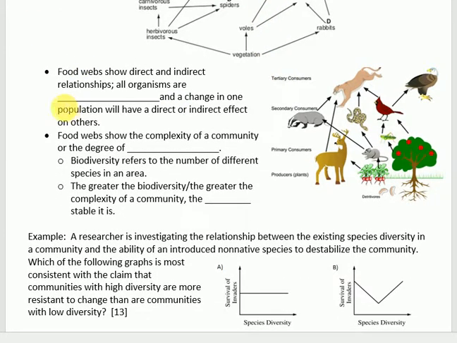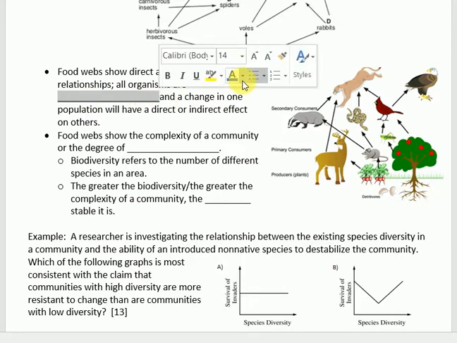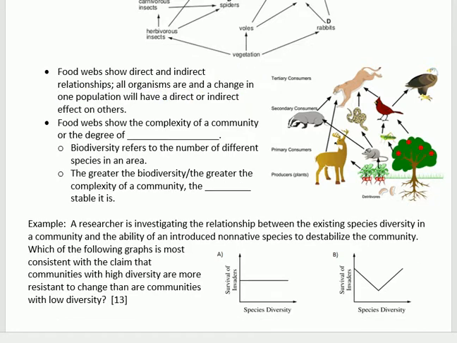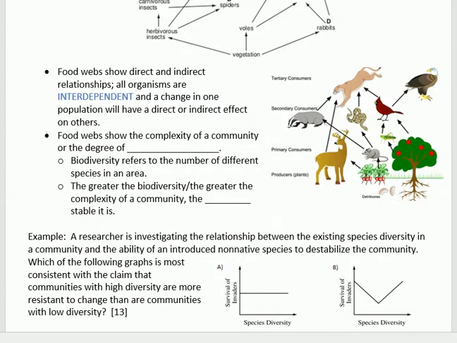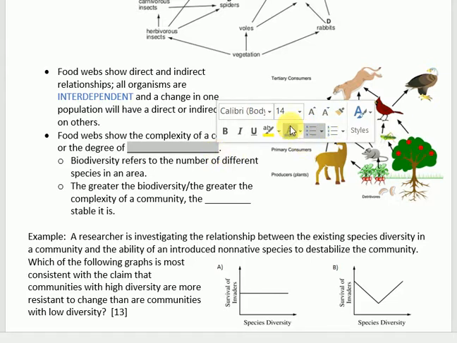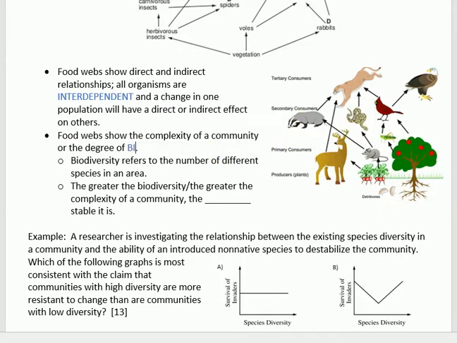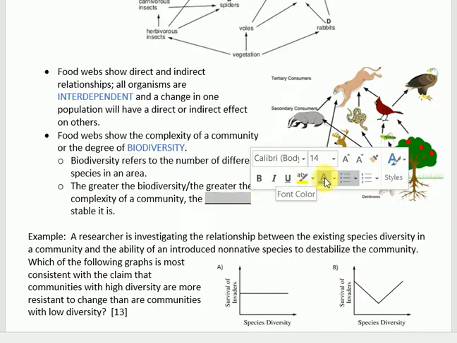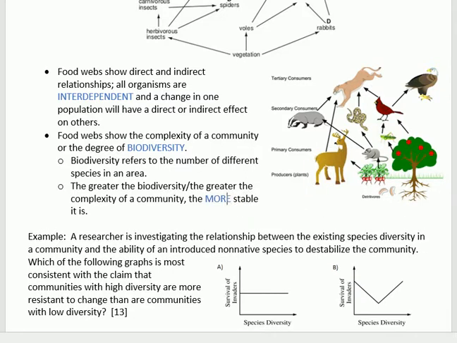So our food webs are going to show direct and indirect relationships. All organisms are going to be interdependent on one another. And a change in one of the populations will have a direct or indirect effect on the others. The food webs are also going to show the complexity of a community, or what is also referred to as the degree of biodiversity. So biodiversity refers to the number of different species in an area. And you need to understand that the greater the biodiversity or the complexity of a community, the more stable it is going to be.